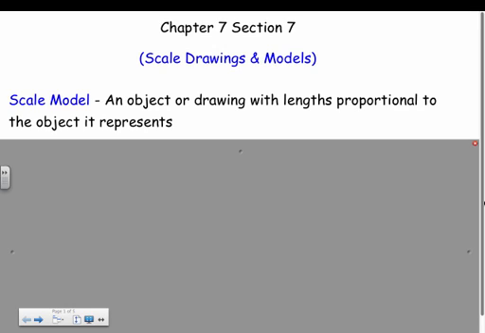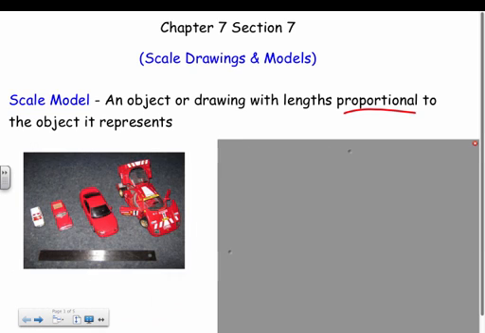So first of all, just to review, a scale model is an object or drawing with lengths proportional to the object it represents. So guess what, we're going to be setting up a lot of proportions here. When I think of scale models, a couple of things I think of are model cars. You can put together little model cars that represent what an actual car is in real life.